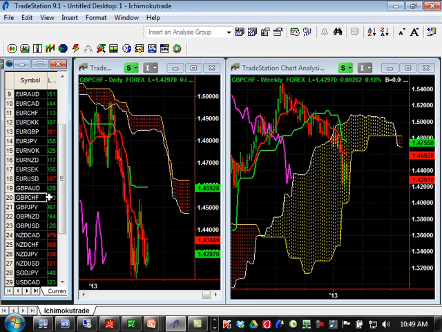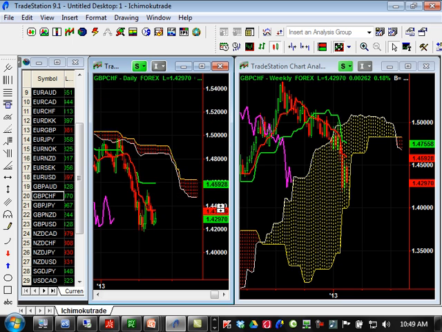Pound Swissy here, you can see it kind of bounced off the major support, came back up. So support on this one's 42.00. Resistance is going to be 43.58, which is a minor one. 45.92 is going to be the major one.